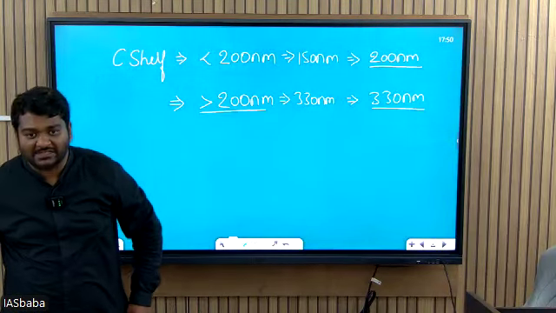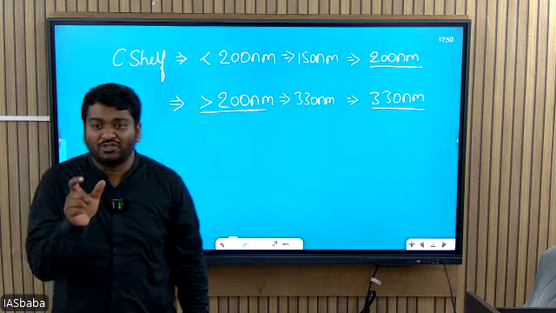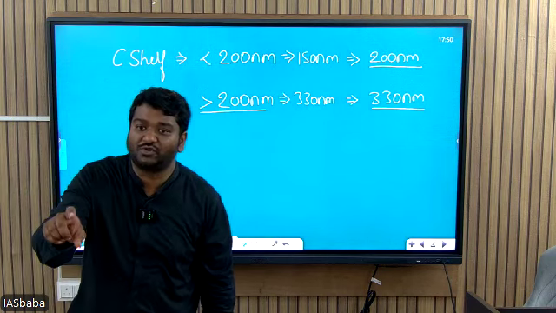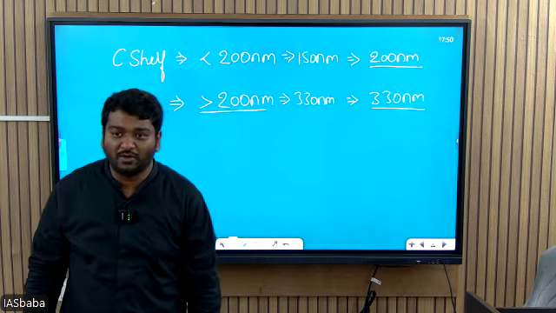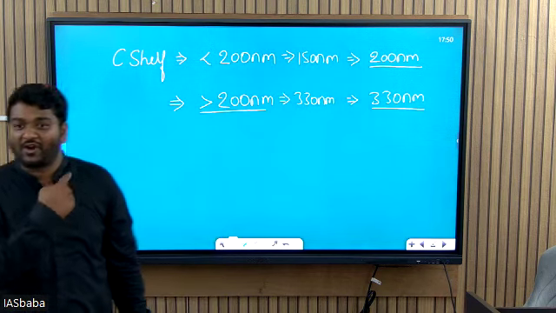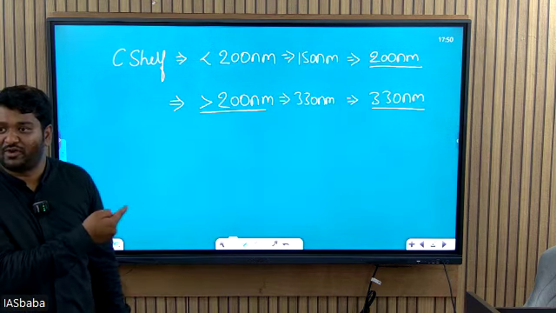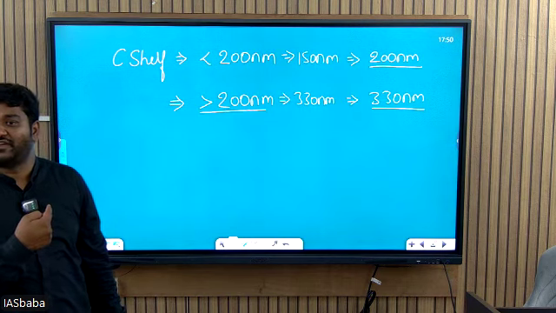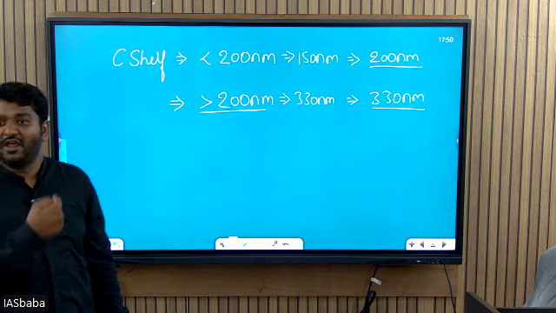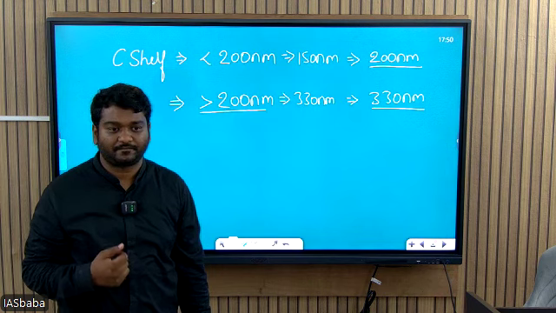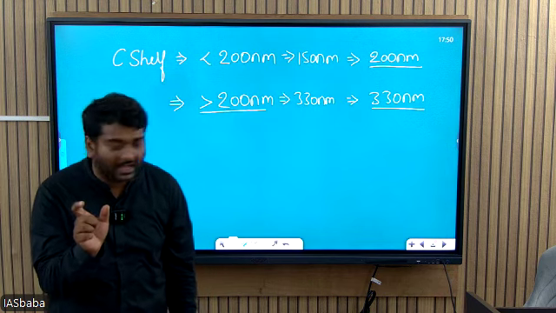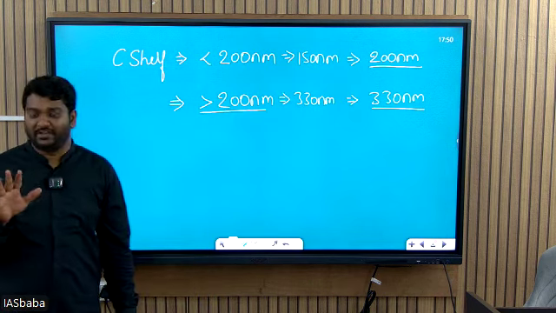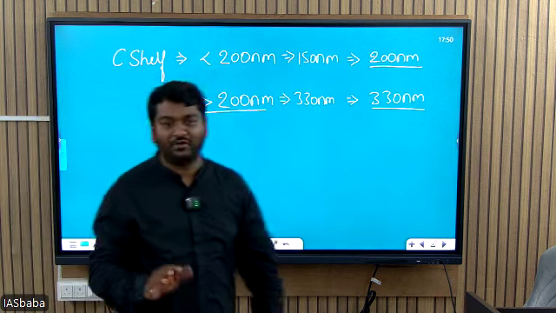UPSC in prelims asked, the exclusive economic zone is always 200 nautical miles. Is that true? No. Why? Whenever the continental shelf is greater than 200 nautical miles, then the exclusive economic zone is also greater than 200, equal to the continental shelf. Do you understand? That's why clarity is important. See, most of the things we feel we know.